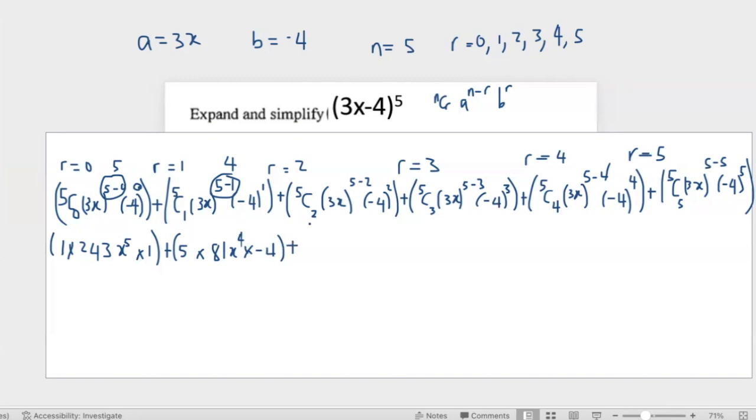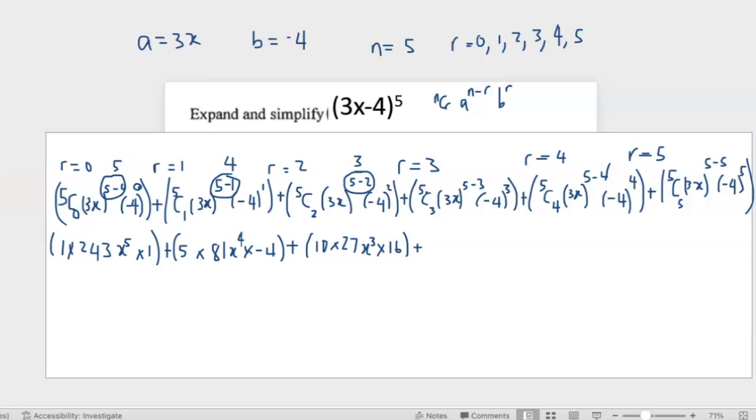Now 5C2, we are going to have 5 nCr 2, so that's going to give you 10. So we have a 10 here, but 5 take away 2, that's 3. So 3 cubed, we know it's 27, so I have my 27. And the x is also sharing the power, so it's going to be x cubed. Negative 4 squared, that's 16, so it's times 16. Remember, when you square a number, it becomes positive.